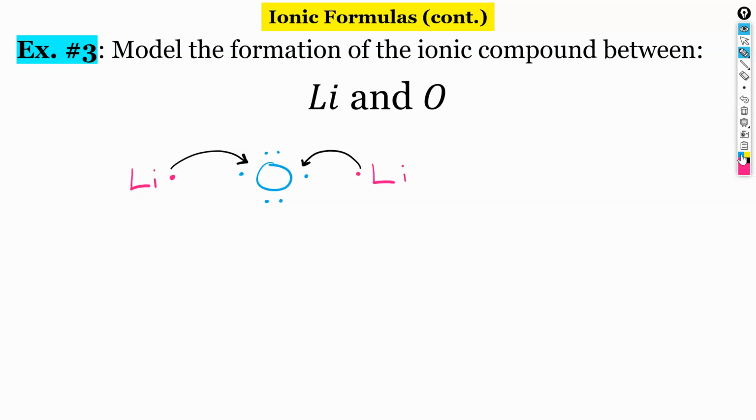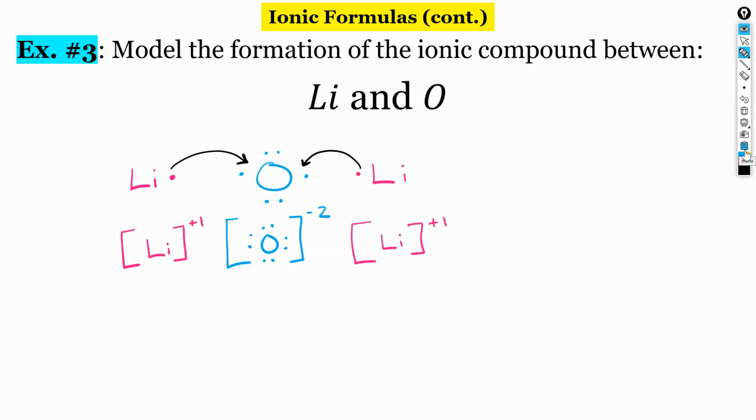So let's go ahead and write out our ions. Lithium gave away its valence electron, so it'll be lithium, no dots, +1, because it gave away. And then same thing on this side, we've got lithium, +1. Oxygen in the middle has 8 dots. Oxygen gained 2 valence electrons, so it'll have a charge of -2.